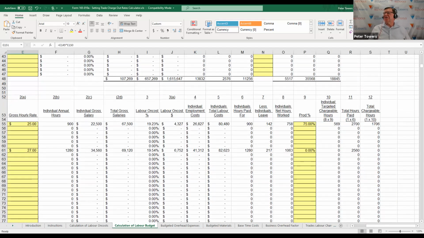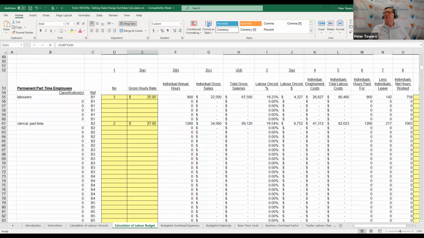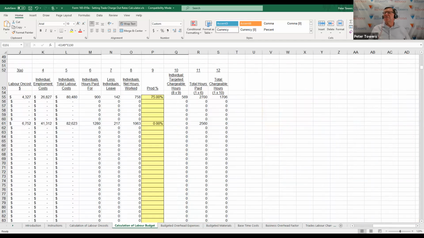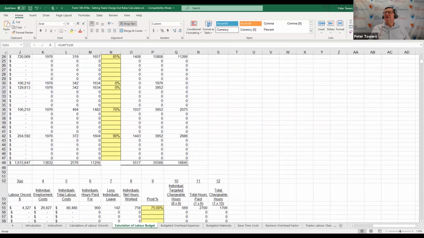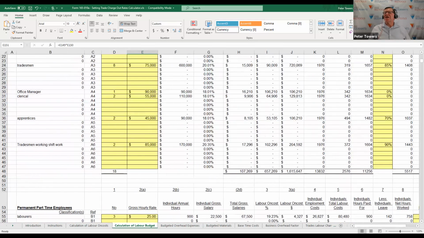We then do the part-time people. Now, where we've got down to the clerical part-time, I've inserted nil for their productivity, and I probably forgot to mention that in the office manager and clerical. I'm assuming that we're not going to charge any of their time. So with the greatest respect to those people, we're saying there's no productivity percentage. That's a bit unfair, but I'm assuming the business is not going to be able to charge that out to customers.